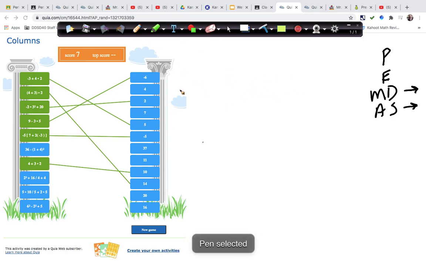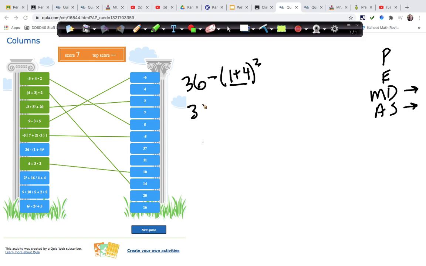So let's do 36 minus 1 plus 4 squared. I'm going to do this first. So 36 minus 5 squared. 36 minus 25. 5 squared is 25. So this should be 11.